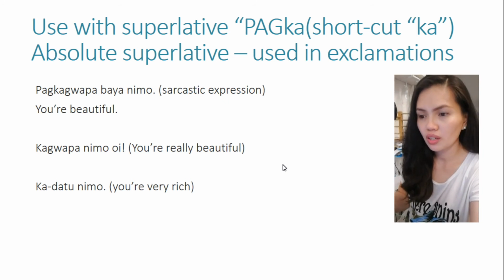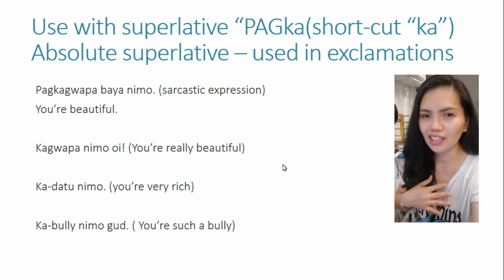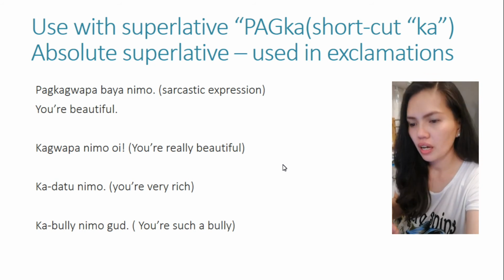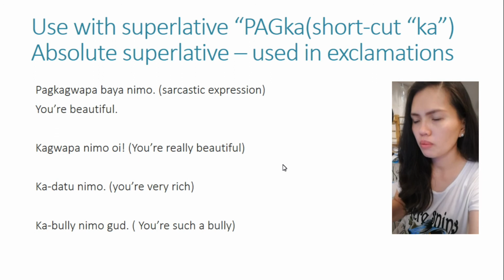Kadato nimo. It's like you are saying that the person is very rich. You're very rich. Kadato nimo. Okay, me, I am not dato. Just a middle citizen, I would say. Kabuli nimo good. Kabuli nimo good. You're such a bully. Okay. Kabuli good nimo. Okay. Kabuli nimo good. So use nimo. Okay.